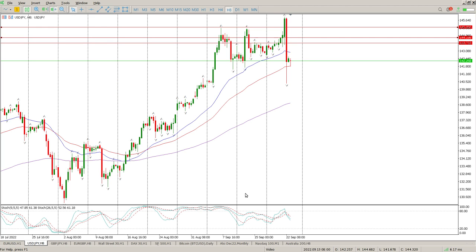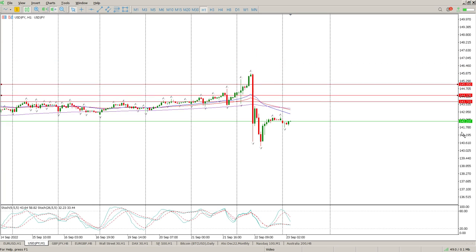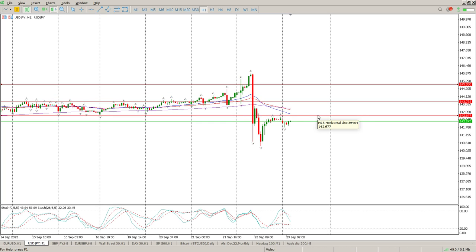Moving on to US dollar Japanese yen. So there is some currency rebalancing going on in Japan at the moment, which is why we had this fall. I would be a little bit wary of going against it, and I'm also a little bit wary of chasing it at the moment. So let's take one of these levels. You want to see what happens right here.